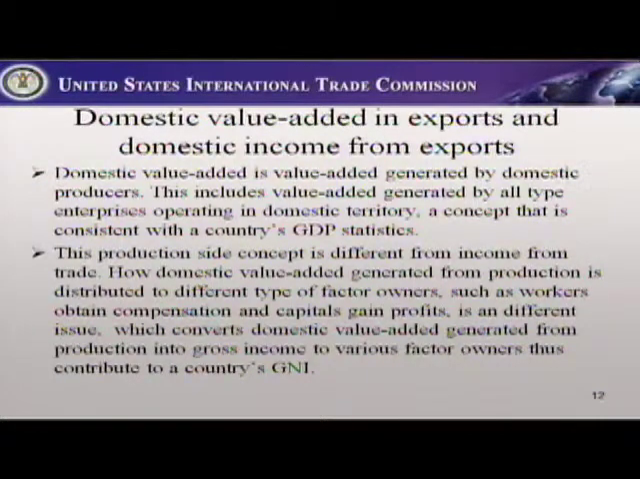how the value added generated from production is distributed to different factor owners, such as workers' compensation and capital profits. This is a very different issue, which needs converting the domestic value added generated from export production to gross income to various factor owners, which can then contribute to the country's gross national income. So these are two different concepts.